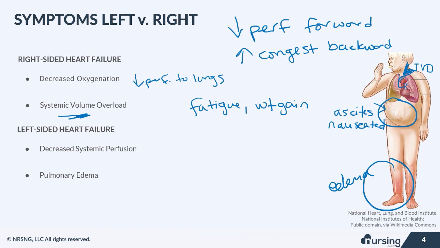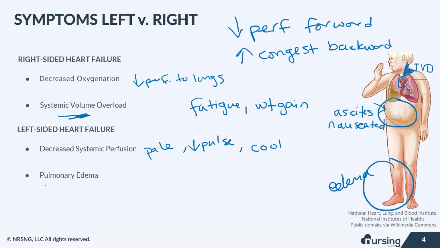Well, they actually have decreased perfusion to the body. So remember, what are our signs of decreased perfusion? So they're going to be pale, decreased pulses. They might have slow cap refill, and their skin might even be cool, right? So signs of decreased perfusion.